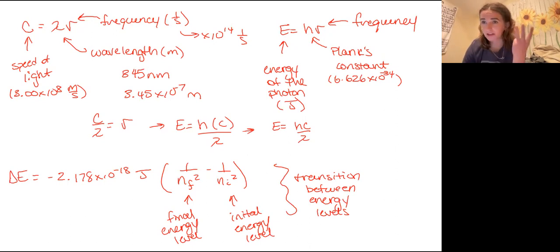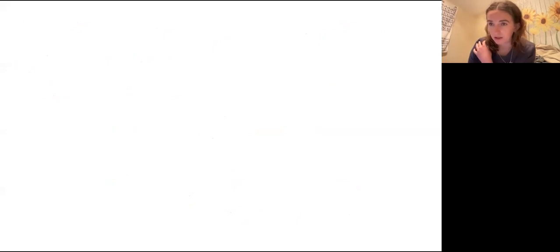Okay, those are the big three, I would say, in terms of light. Those involve energy, Planck's constant, speed of light, frequency, all that stuff there. The typical things that we talk about when we talk about light. Okay, the other equation that we use is de Broglie's equation.